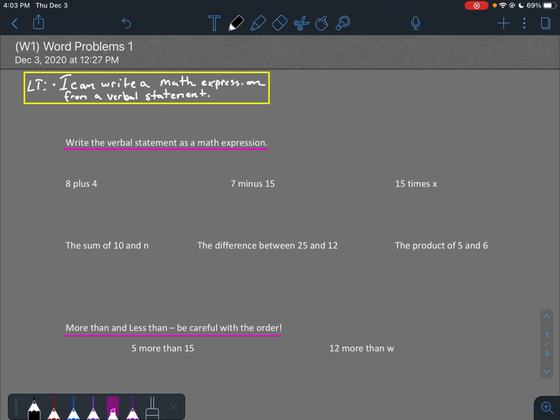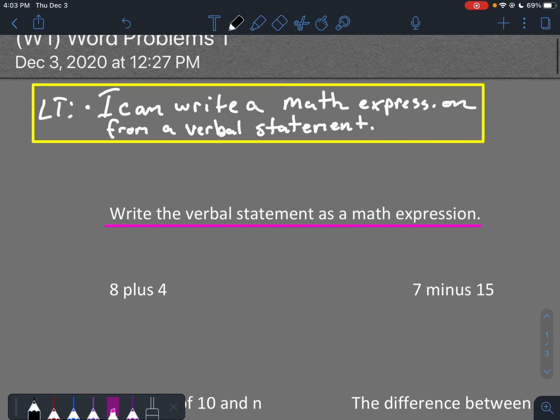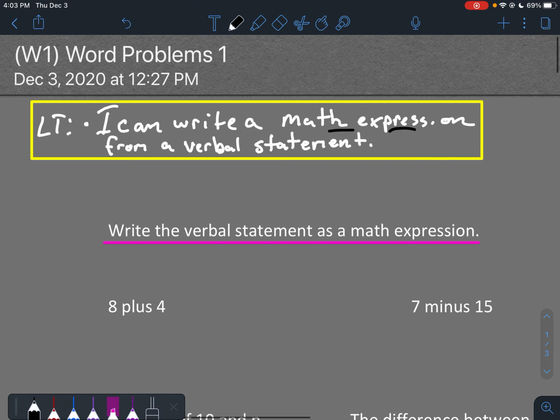So here we're just going to look at a bunch of verbal statements, and we're going to write them as math expressions. So at the end of today, I can write math expressions from a verbal statement. So we're going to read it, and then we're going to write it. We're going to use the appropriate operations. So addition, subtraction, multiplication, or division is what we're working with right now with these ones. Actually, these ones are just going to end up being addition, subtraction, and multiplication.